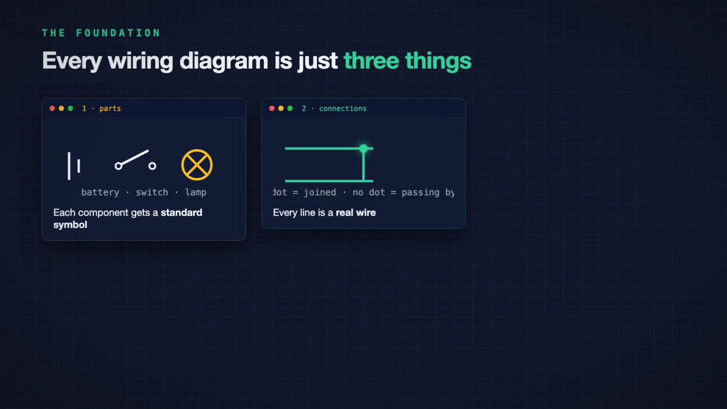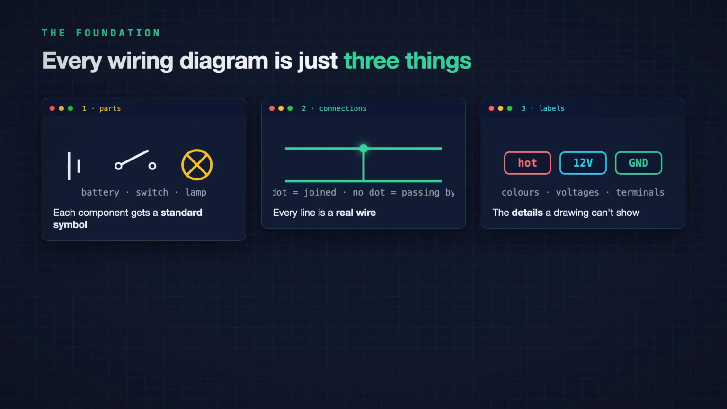2. The connections. Every line on the page is a real wire, a conductor that current can travel down. Lines that meet at a solid dot are joined. Lines that cross with no dot simply pass by, like roads on an overpass. 3. The labels. The tiny tags that carry the details: a wire color, a voltage, a terminal number. Labels are how a diagram tells you what it cannot draw. Parts, connections, labels. That is the whole of electrical diagram basics in one breath, and you already have it.